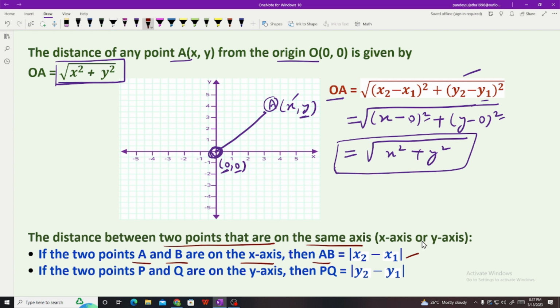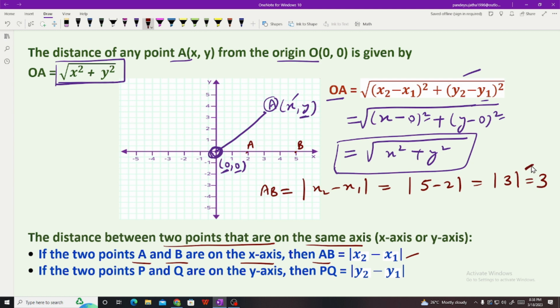If I take the 2 points on the x-axis, that is, if one point is here A and the other point is here B, can you see here A and B are on the same axis, that is x-axis. So here the distance of this AB will be equal to the modulus of x2 minus x1, that is 5 minus 2, that is mod of 3, which is equal to 3.